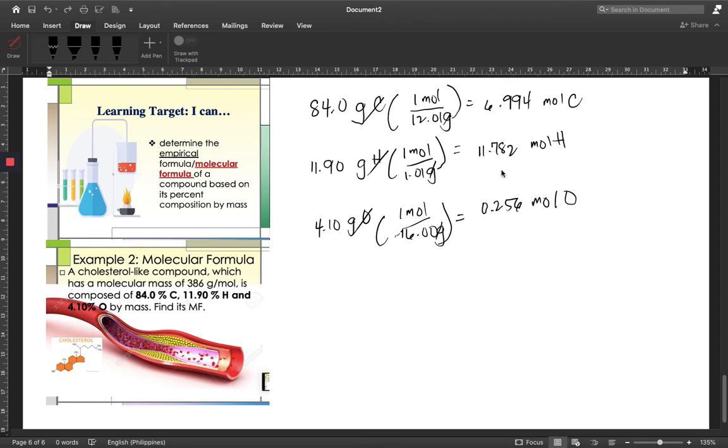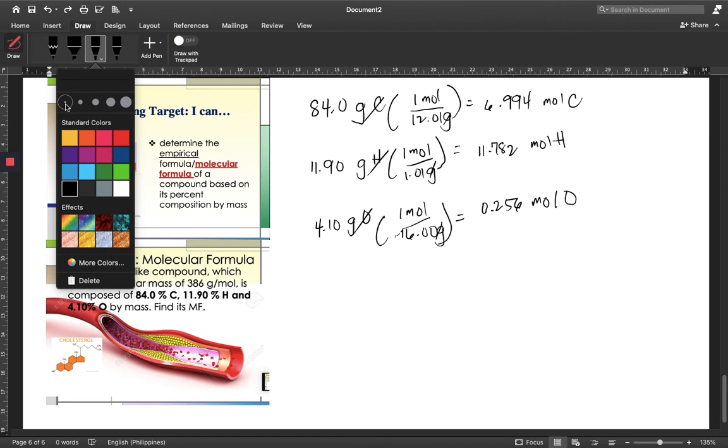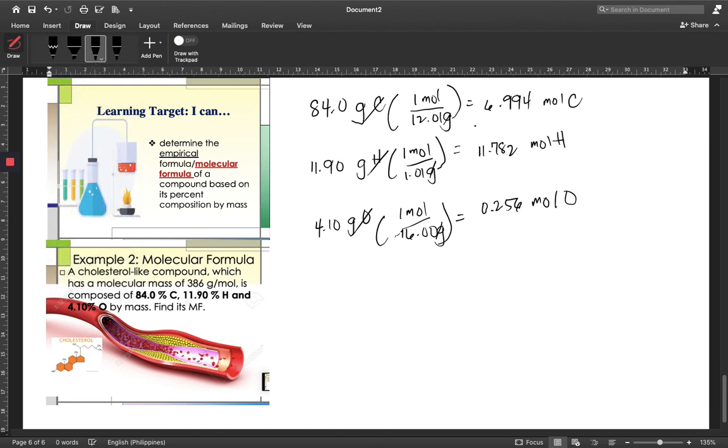So in here, we have the same process. We need to find the empirical formula of cholesterol. So right now we are in the calculation of the number of moles step. The next thing to do is to divide everything by the smallest number of moles. And our smallest number, as you can see there, is 0.256. So we are going to divide all these values by 0.256.